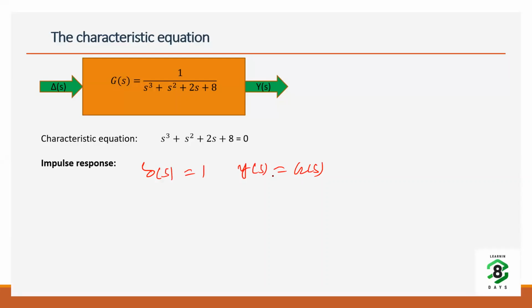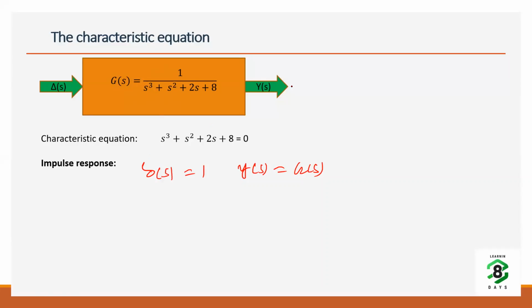Now you have this system with a transfer function equal to 1 by s cube plus s square plus 2s plus 8. Okay, so now how do I derive the impulse response of it?